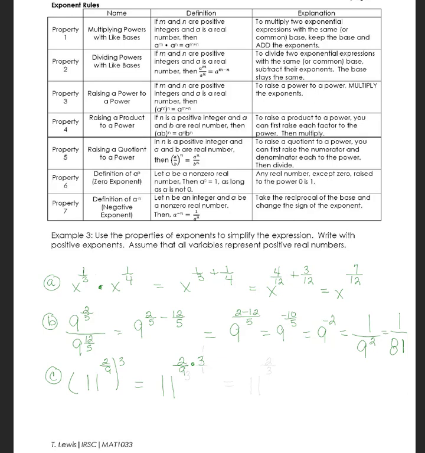So what do we know about 2/9 times 3? Can we make this 3 into a fraction by placing a 1 under it? Can we do some cross reducing? 3 and 9? 3 goes into 3 once. 3 goes into 9 3 times. And we're left with 11 to the 2/3 power.